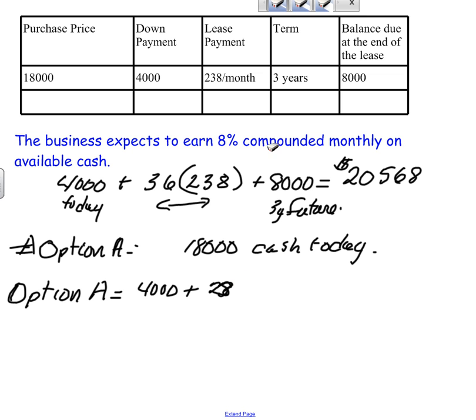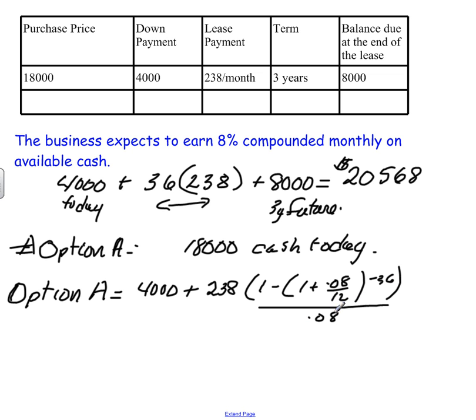We take $238 as the size of the payment, and we find today's value by 1 plus 0.08 over 12 to the negative 36 over 0.08 over 12. That is how we add up the 36 payments and find today's value. Now, this will be $4,000 today. This will be today's value of those 36 payments.